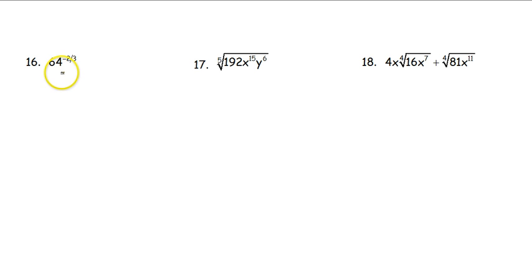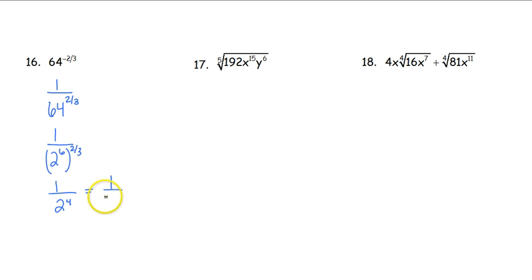Number 16, slight change. We now have 64 raised to the negative 2/3 power. Our negative is now located in our exponent, which means we have to take the reciprocal and move it to the bottom. And when we move it, we lose the negative, and that becomes a positive 2/3. We rewrite 64. 64 is really 2 to the 6th power to the 2/3. We multiply since we have a power raised to a power. 6 times 2 is 12, divided by 3 is 2 to the 4th power. 2 to the 4th is 16, so our answer is 1/16.